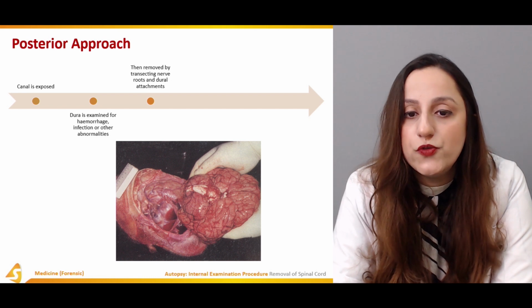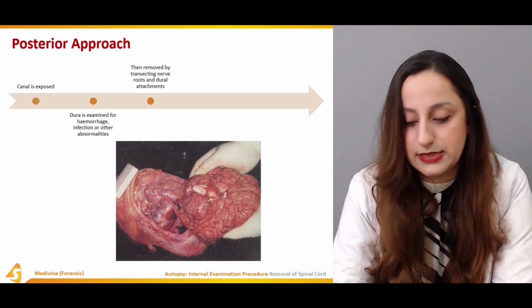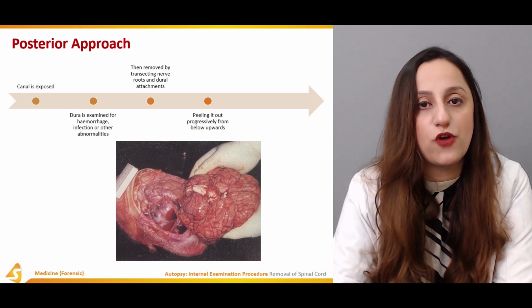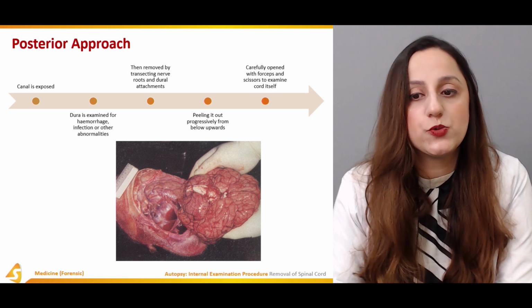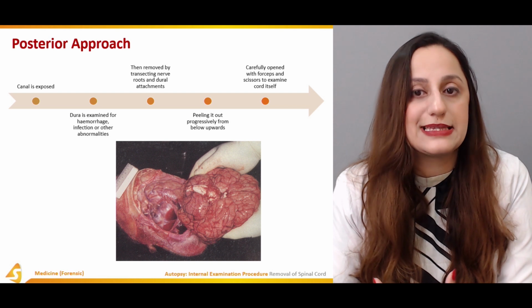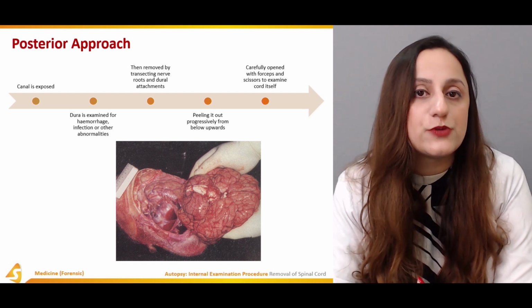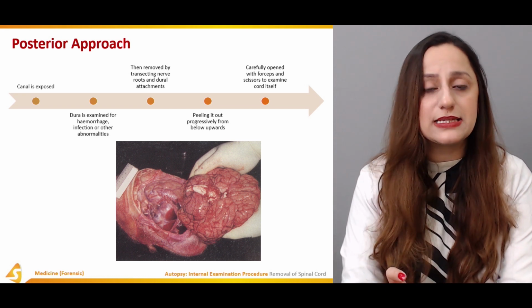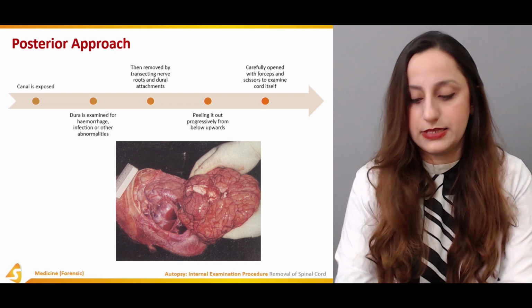Now, the cord is removed by transecting the nerve roots and the dural attachments. It is peeled out progressively from below upwards, and carefully opened with forceps and scissors to examine the cord itself. The instruments that we are going to use at this level, because it is a delicate structure, are mainly the forceps and the scissors.